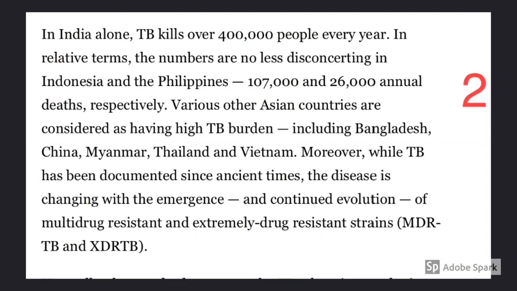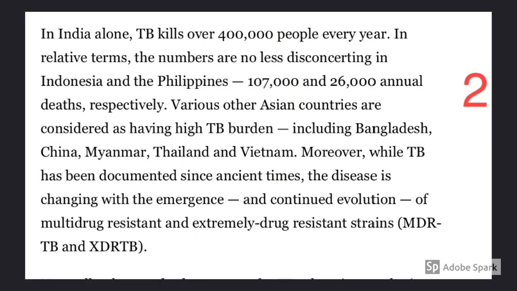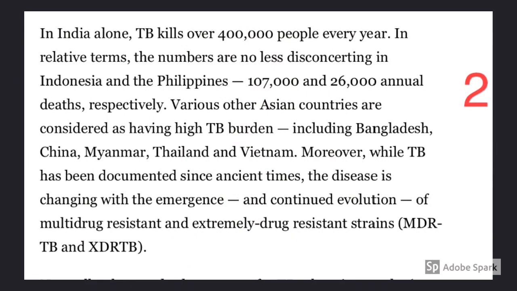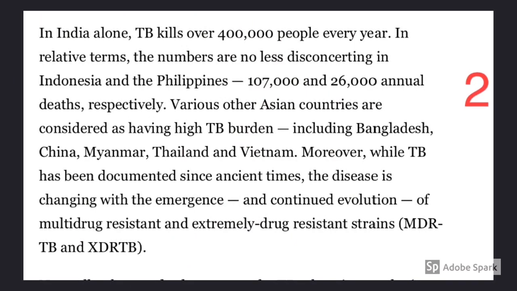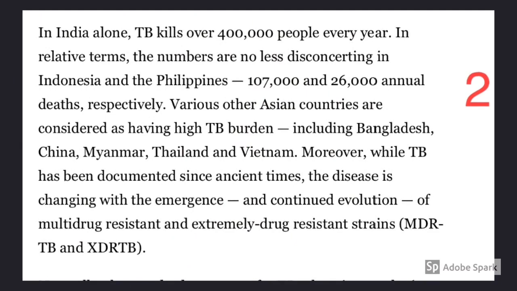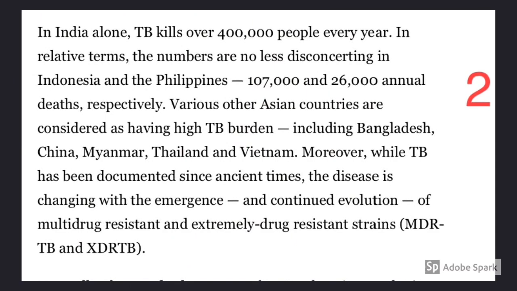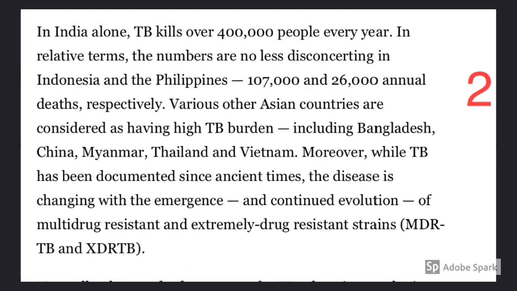If we go back to the second paragraph, we note that it has 3 or 4 sentences. The first sentence is about how rampant TB is in India. The second sentence is about Indonesia and the Philippines. The third sentence is about other countries like Bangladesh, China, etc. And the fourth sentence is about how the disease is mutating.